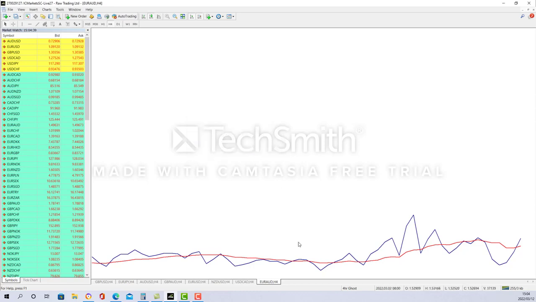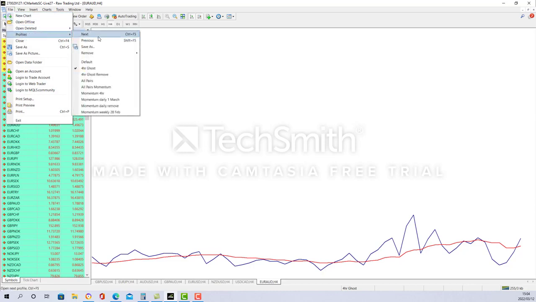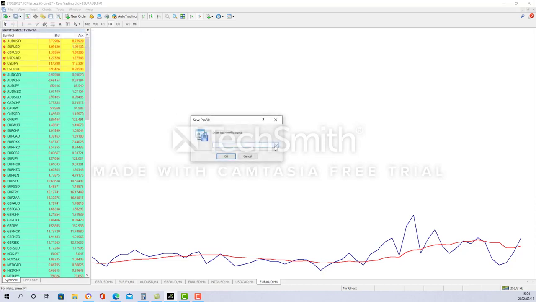And then as soon as I've got that, I immediately also save it as 4-hour ghost remove. Because what I want to do is remove all the pairs where there's no momentum. Okay, and I typically trade at 1600 hours on this IC Markets platform. So the 1600-hour candle, I trade that candle. That's the only one I trade. Okay, because that tends to be the time of the day when the momentum is picking up.